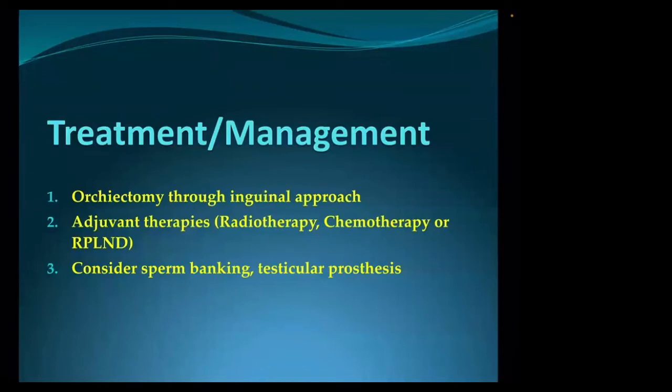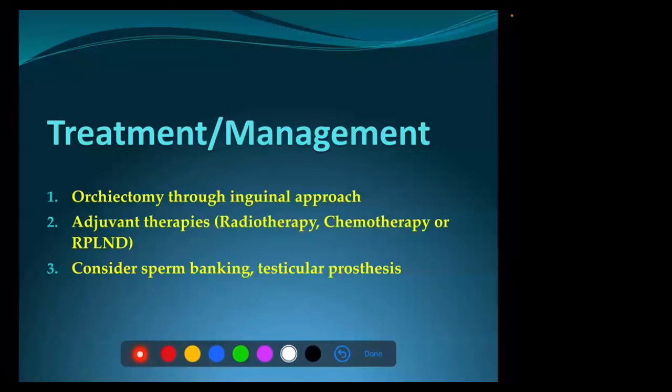How to manage testicular tumor? Obviously, we have to manage the testis. We have to give some adjuvant therapies after removing testis, and always consider sperm banking and testicular prosthesis. That means when you remove the testis from one side, then it feels empty, right? Because there are two testes. Just like doing breast surgery, mastectomy, what we do after that, we put breast implant. Like that, we also can use testicular implant or prosthesis, to give a feeling of symmetry.